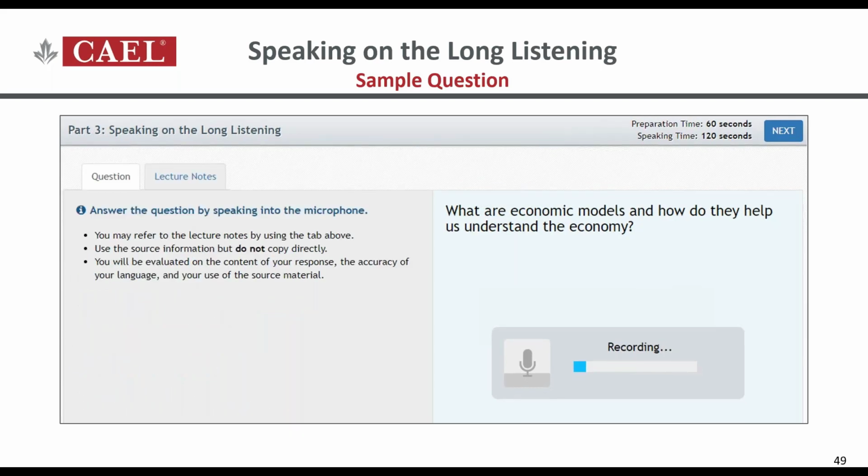Okay, so let's return to our instructions page. That was just the lecture notes page. This is the instructions page again. Consider that you have 60 seconds to prepare, and you know that your response will be scored on the content, accuracy of language, and how you use the source material. What could you do with your preparation time to help you get a good score on this response?